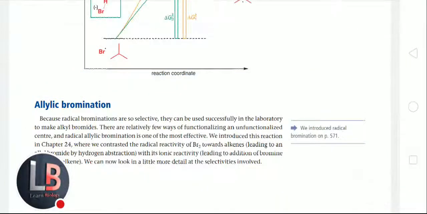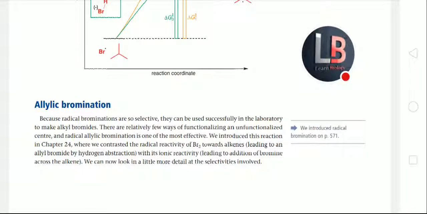Hello friends, let's do our continuation with allylic bromination. Because radical brominations are so selective, they can be used successfully in the laboratory to make alkyl bromides. There are relatively few ways of functionalizing an unfunctionalized center, and radical allylic bromination is one of the most effective.